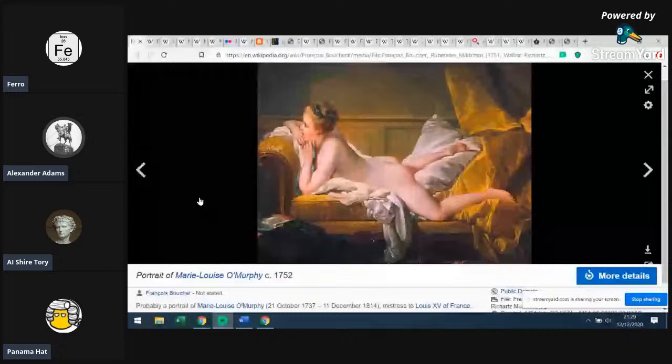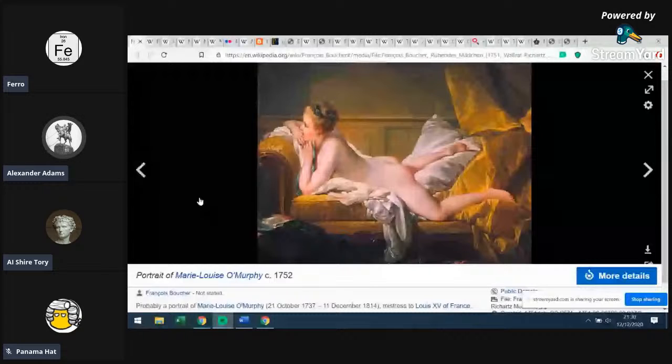Yeah, so this is a typical example of the court painting in France around 1752. So this is typical of the Rococo. Obviously the most famous one is Fragonard's The Swing, but this is just typical of the sort of art that was produced for this period. And of course, this was very much just for the court only.